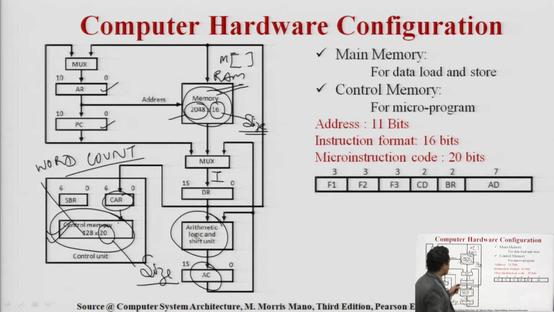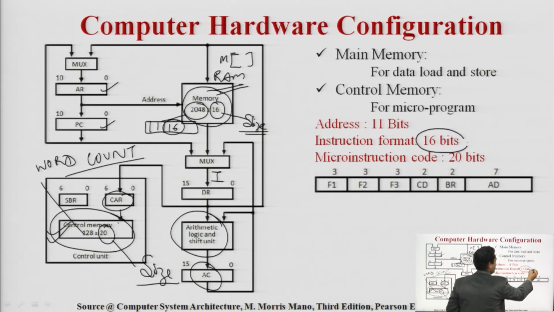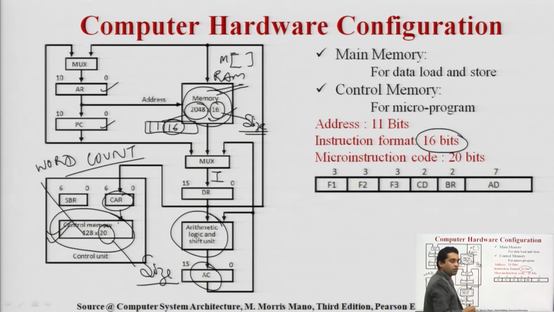So it is 2048, and per location how many bits are there? 16 bits, as it is mentioned in the memory. Based on this word length, the address is generated, and here the instruction format is of 16 bits because it is mentioned here 16. I hope now the concept of these numbers is clear.